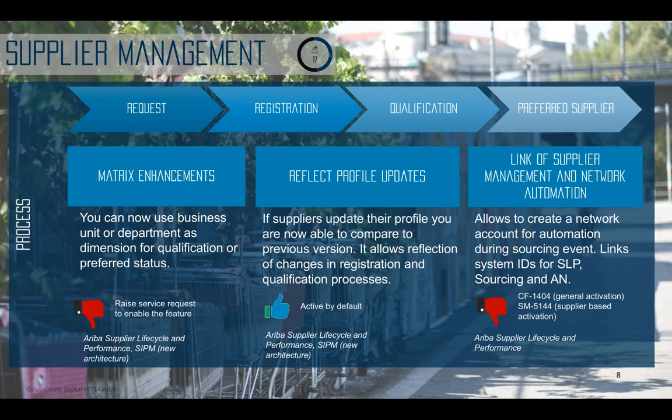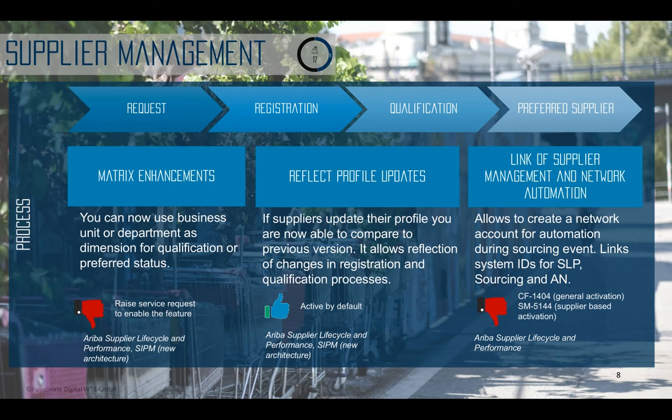So if suppliers update their profile in the future, so they go into their network account, go to the registration questionnaire and rework the data, for example, they enter a new address or new bank information, this change will be reflected in your registration and qualification processes in the future. So you're now able to see what was in your previous version and what is in the new version. I like this feature because it gives you also more visibility about the changes.